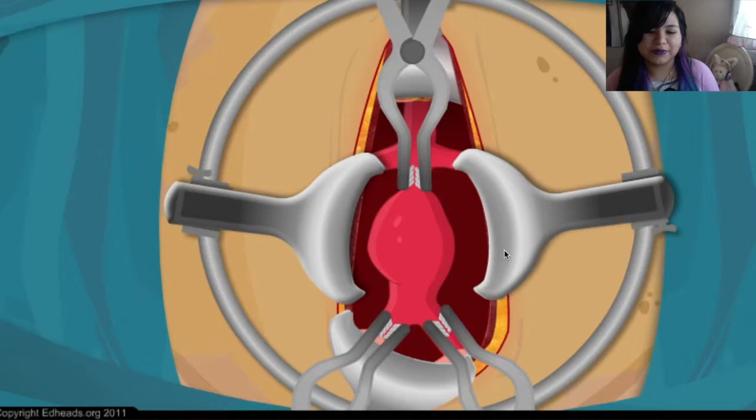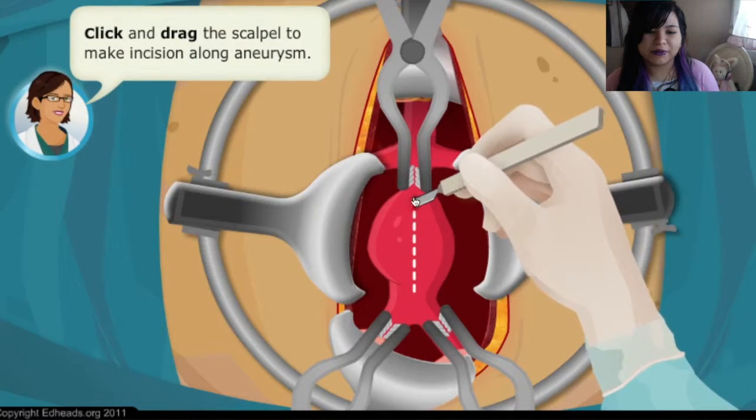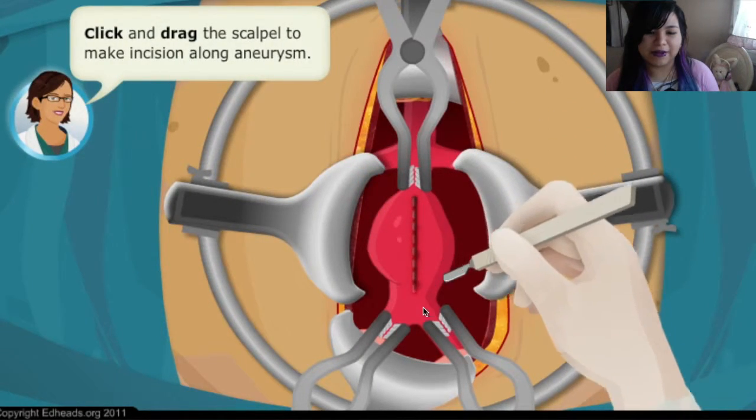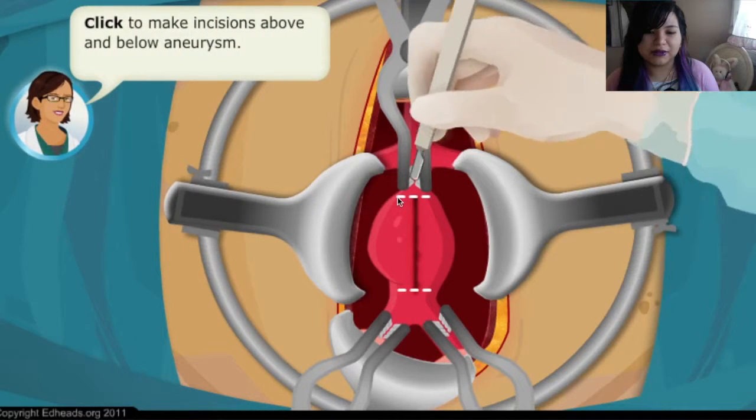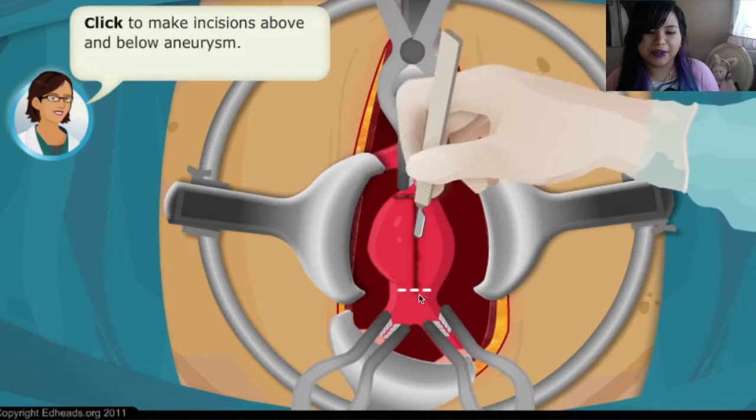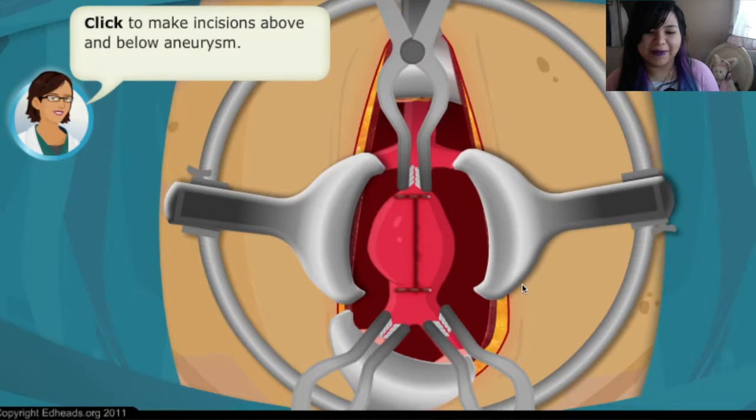Next, take the scalpel and make an incision along the length of the aneurysm. Making incision. Good. Make two smaller incisions at the top and bottom of the aneurysm. Be careful not to cut all the way around the aorta. We only want to cut small incisions at top and bottom. So it looks like an eye.